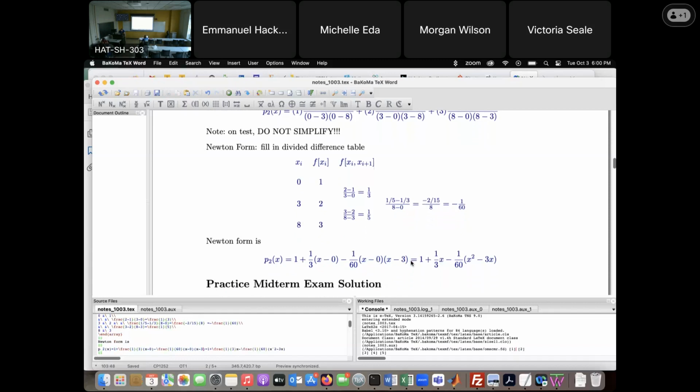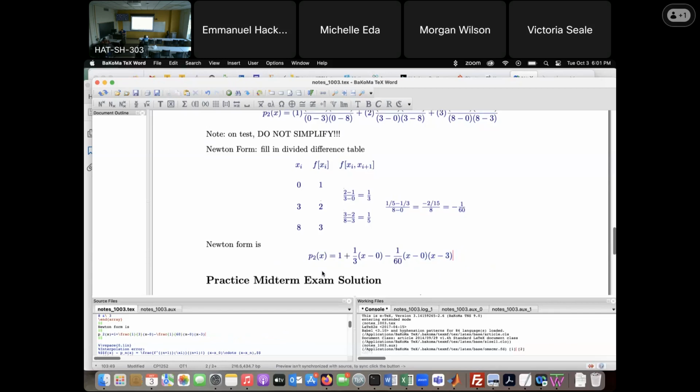Again, don't oversimplify. In fact, what I should do is erase this part, because I was simplifying for reasons that don't apply here. Okay, so that's what the final answer should look like in Newton form.